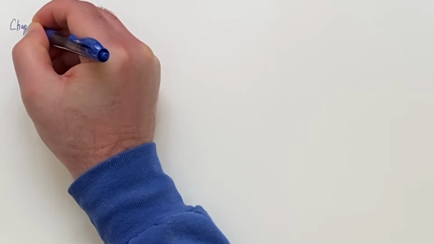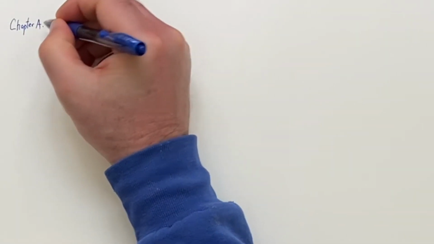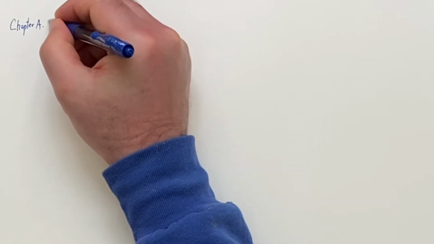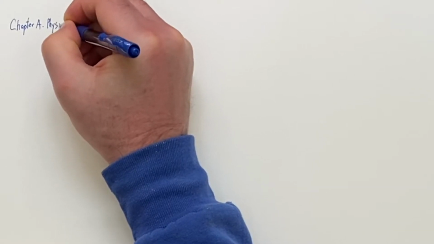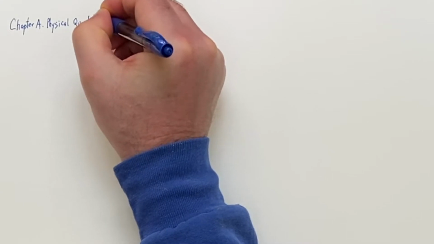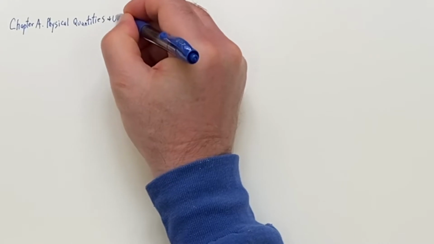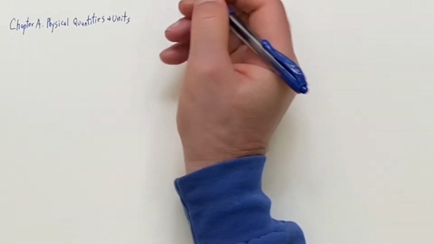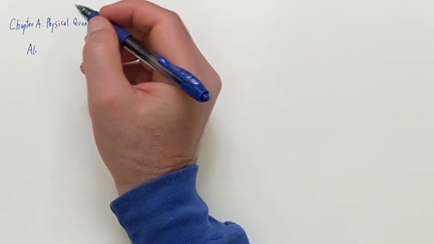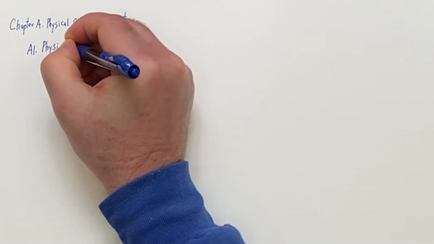Chapter A is on physical quantities and units. For A1, the first part of the chapter, we'll talk about physical quantities.